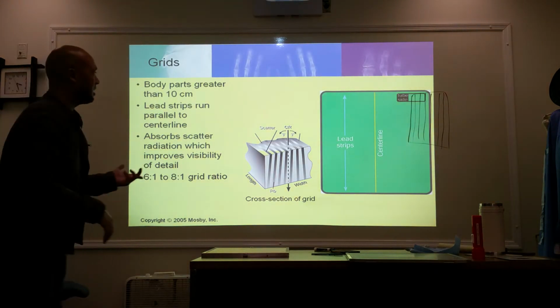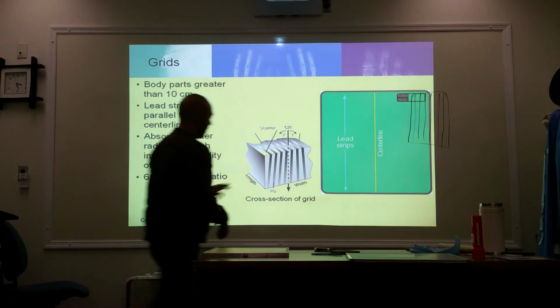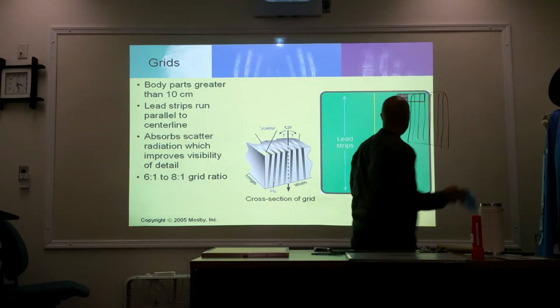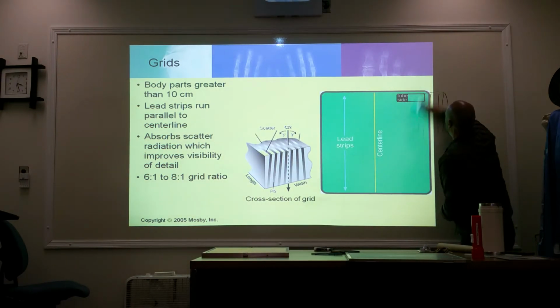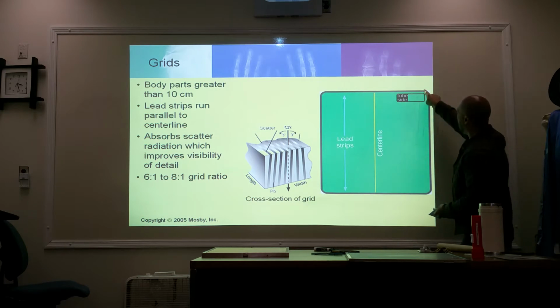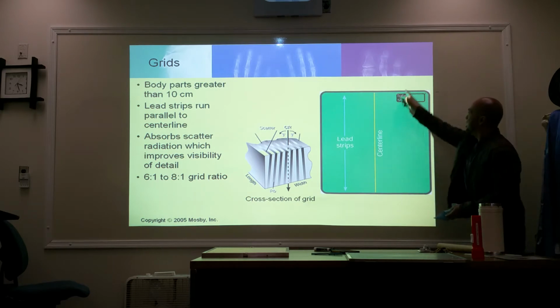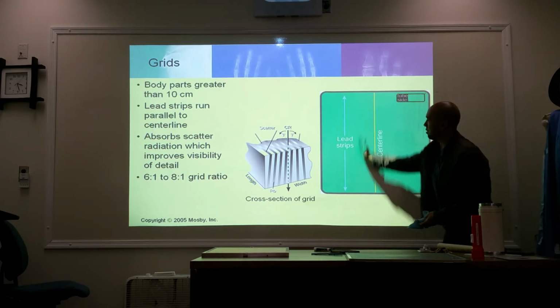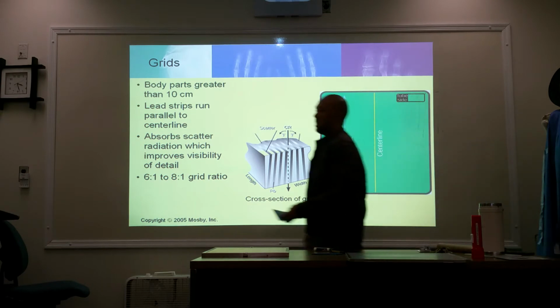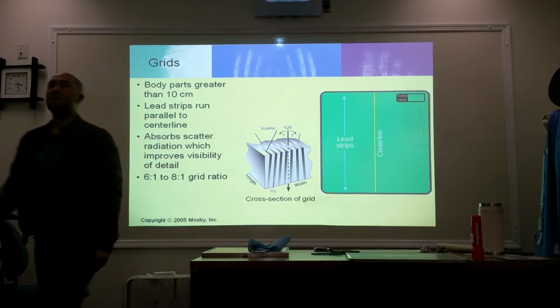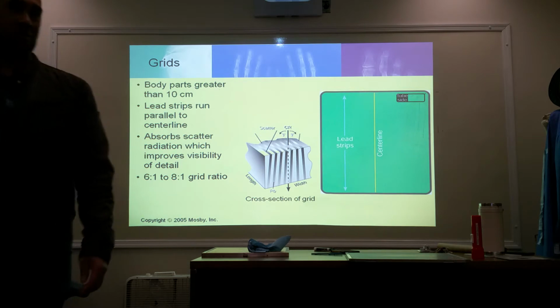Okay, this is an example again of a grid, a cross-section of one. So the lead strips go along with the length of the grid. So lead strips go through the length. And grids are going to be used for body parts greater than 10 centimeters.